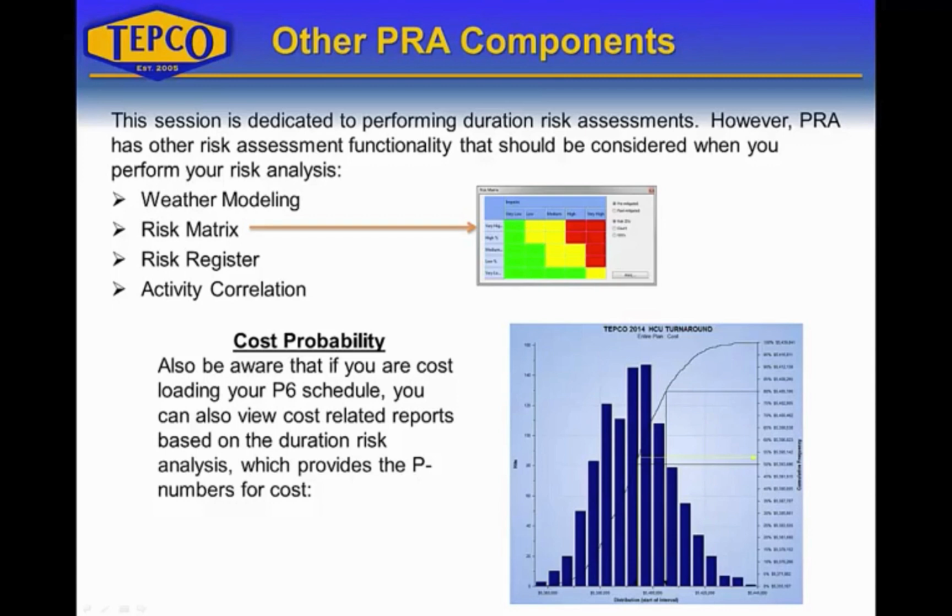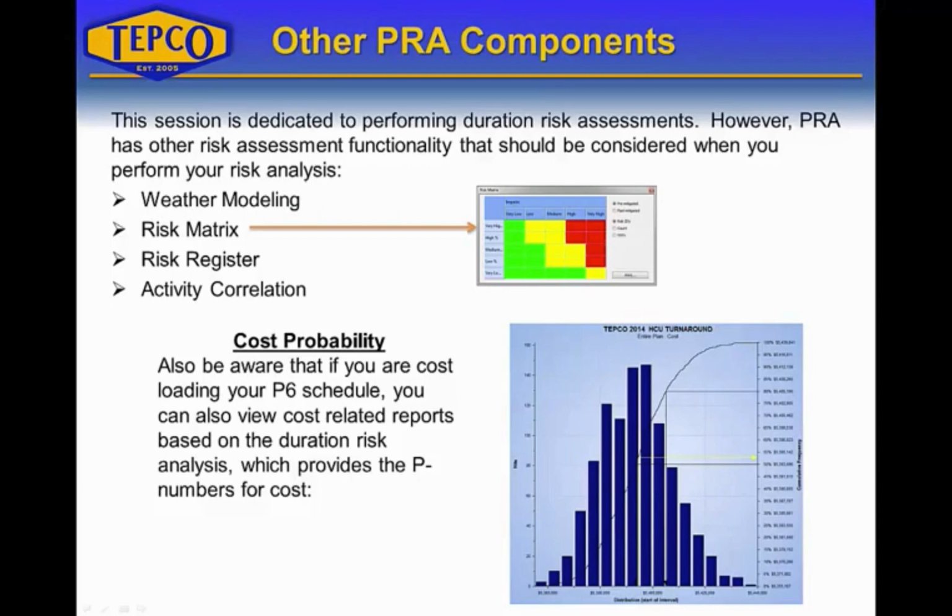You can also do cost probability. So when durations decrease or increase, there's cost associated with that. Primavera risk analysis will automatically determine what the increase or decrease in cost can be based on the duration risk analysis, assuming that you have cost loaded your P6 data. If you are cost loading your schedules, you can bring those XCR files into Primavera risk analysis, and you could run some cost probability reports as well.